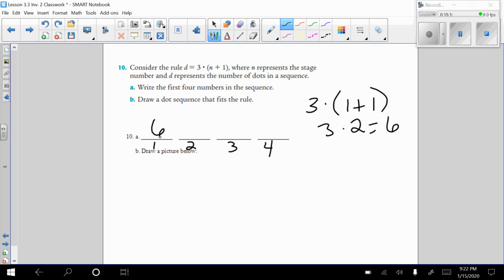Again, substitute 2 in for n. First you have to do parentheses. So 2 plus 1 is 3, times 3 is 9. Put in 3 for n. 3 plus 1 is 4, times 3 is 12. Now put in 4. 4 plus 1 is 5, times 3 is 15. And then draw your picture. You can do stage 1 and draw out 6 dots. You can draw this. I'm not going to draw them all.